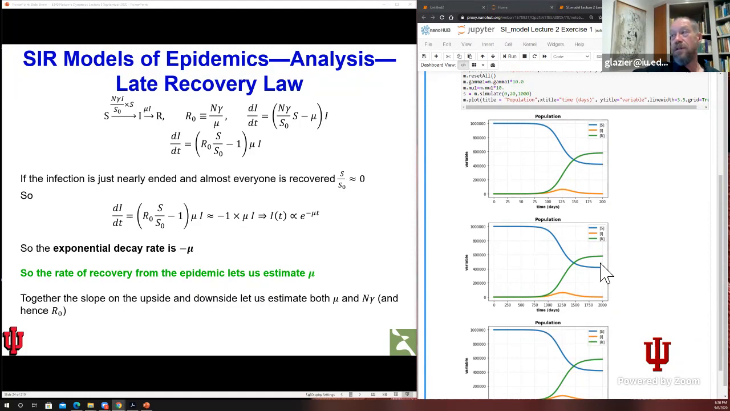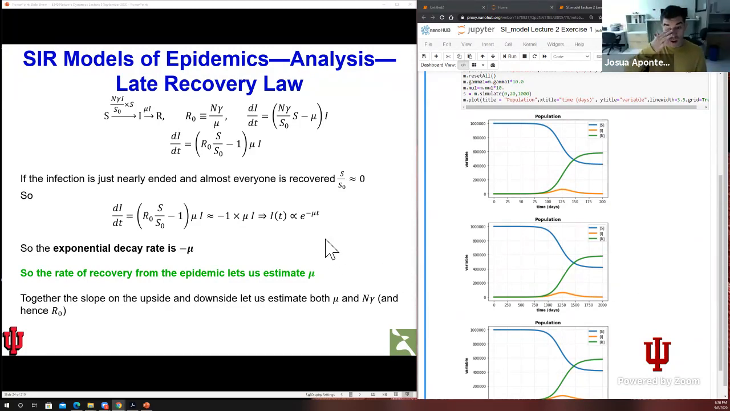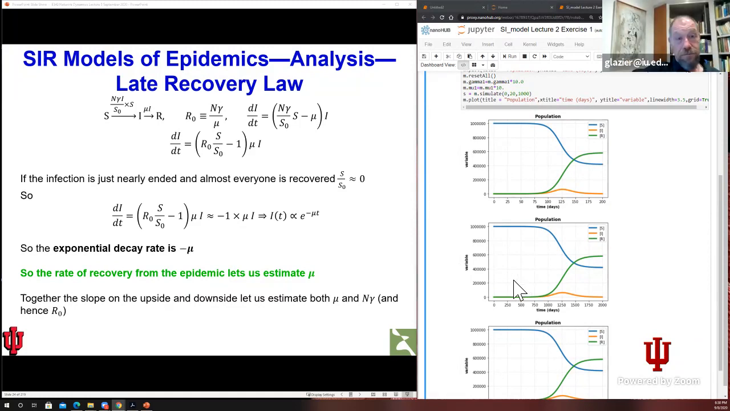That's not a great estimate if R naught is small. If R naught's big, it's a good estimate. So the picture I have here on the right is not a very good approximation for this, because the assumption is that S goes to 0. That's right. Otherwise, it's not a good approximation. If R naught is 5 and almost everybody gets infected, then it's a good approximation. And we're going to run into that in a minute.